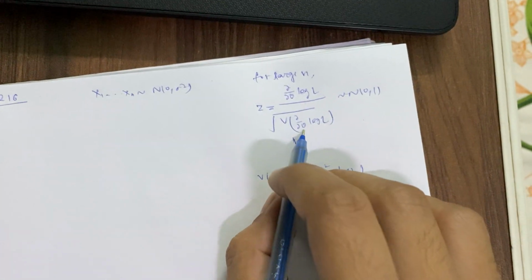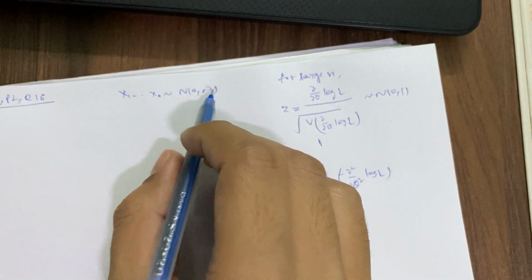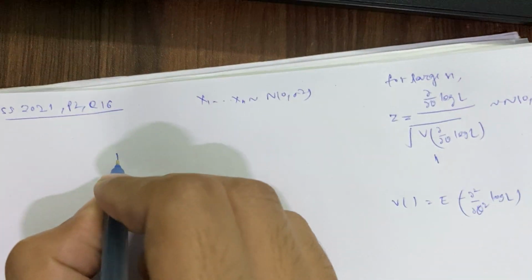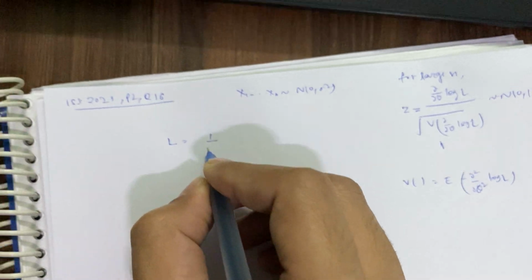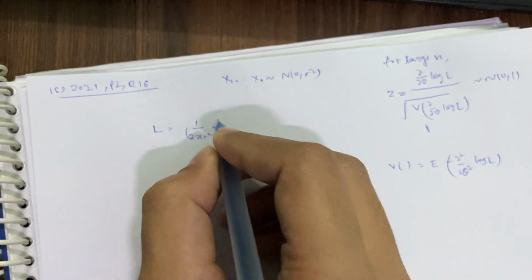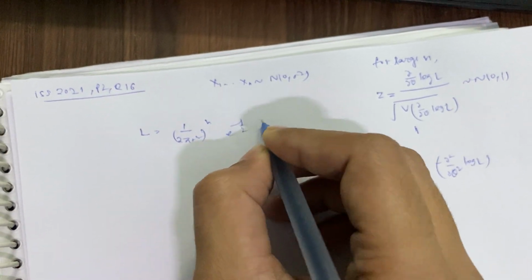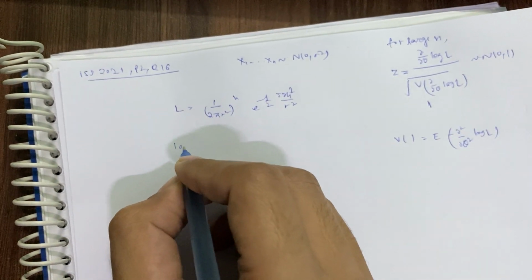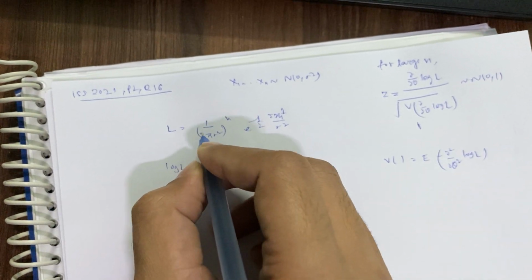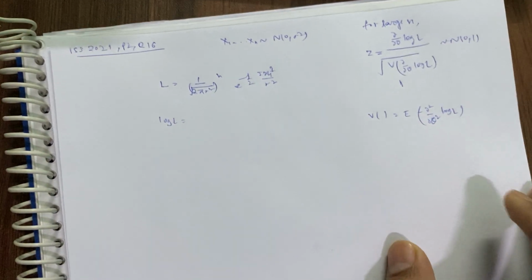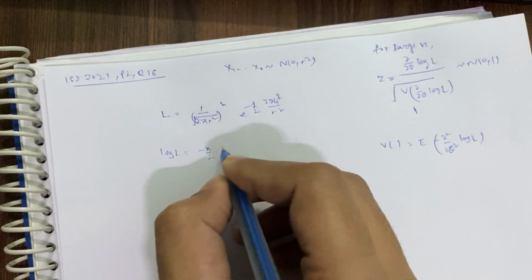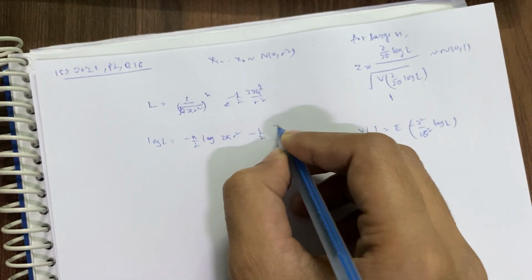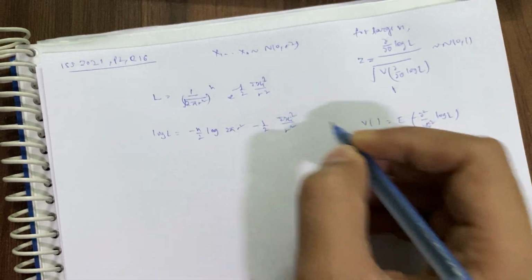Okay, and our theta is the parameter. Here our theta is sigma square, which is unknown. So let's write the likelihood first. L will be 1 upon 2 pi sigma square, all to the power n by 2, times e to the power minus half summation xi square divided by sigma square. Now log L will be minus n by 2 log of 2 pi sigma square minus half summation xi square by sigma square.